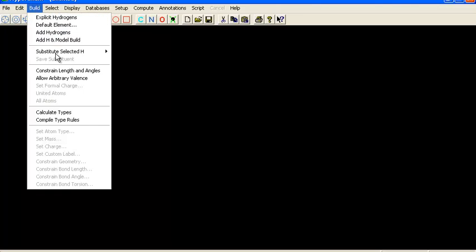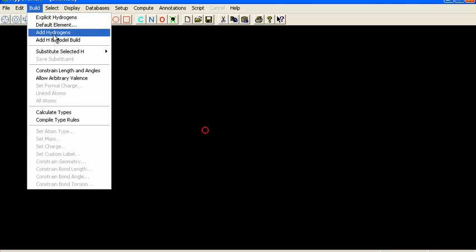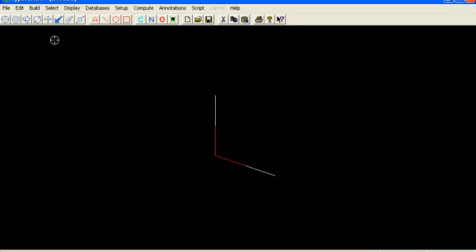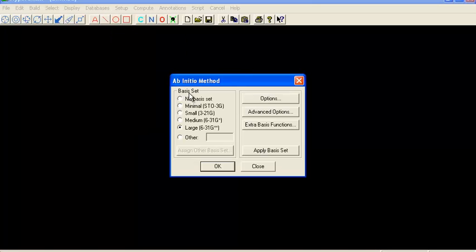So let's go ahead and build the water molecule. Okay, that's an oxygen, so we'll put an oxygen right there. And now we'll tell HyperChem, it's smart enough to know how many hydrogens to add. So this is the water molecule, and there's oxygen, and there's the hydrogens there. Okay, so let's do chemistry Hartree-Fock. That's called ab initio in HyperChem.